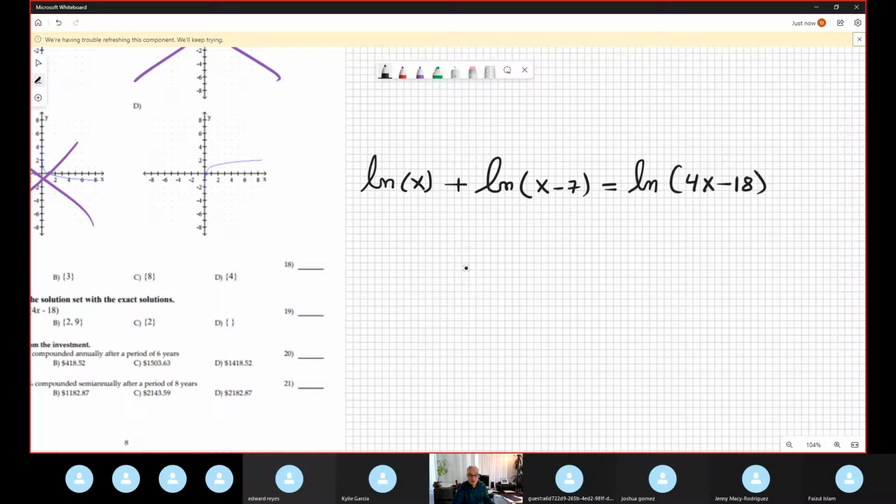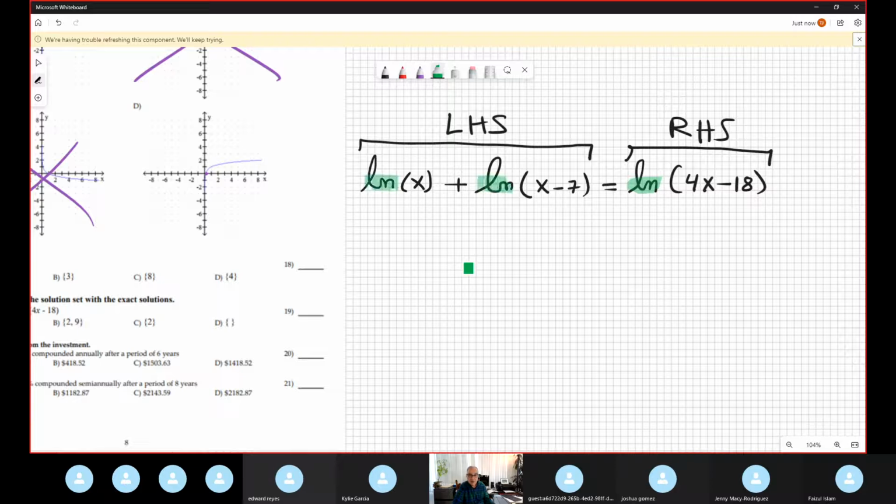Okay, this is super easy because the left hand side and the right hand side both contain a logarithm. It's more complicated when the left hand side contains a logarithm and the right hand side doesn't, because you need to change to exponential, but in this case no. So natural logarithm here, natural logarithm here.